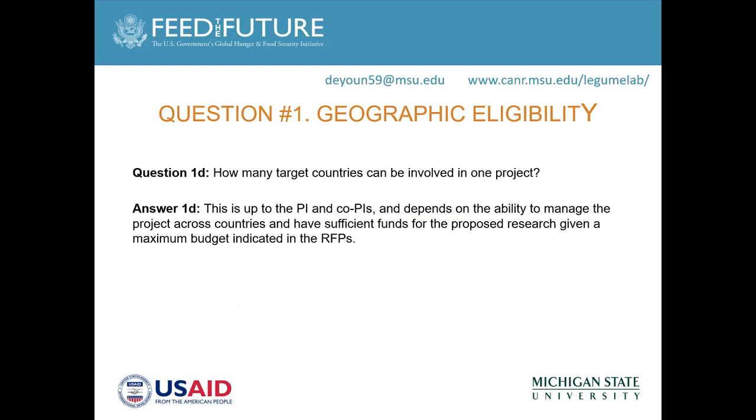Question 1D. How many target countries can be involved in one project? This is up to the PI or co-PIs, and it depends on the ability to manage the project across countries and have sufficient funds for the proposed research given a maximum budget indicated in the RFPs.